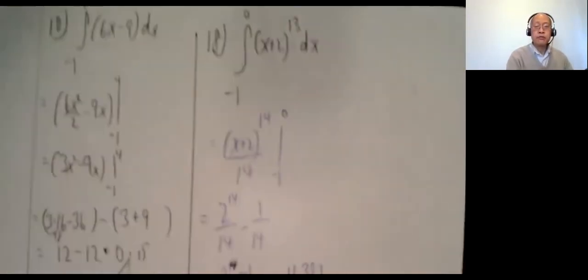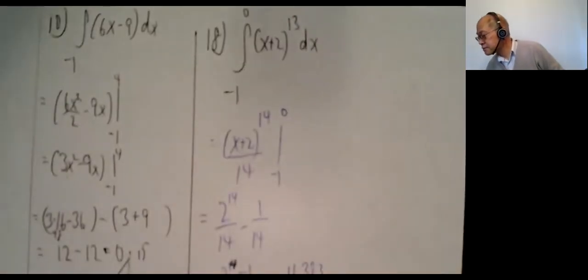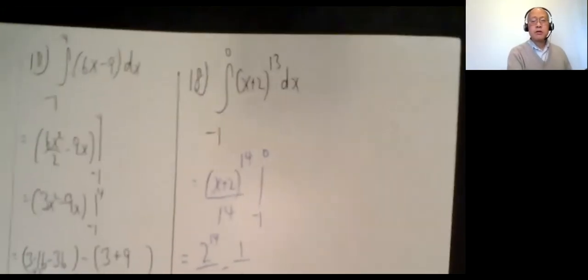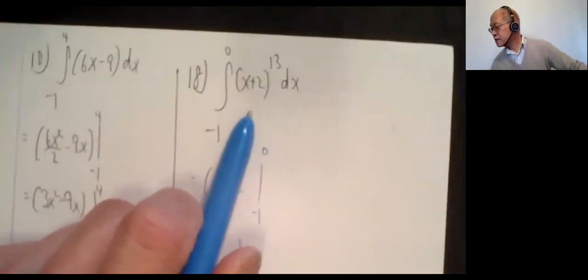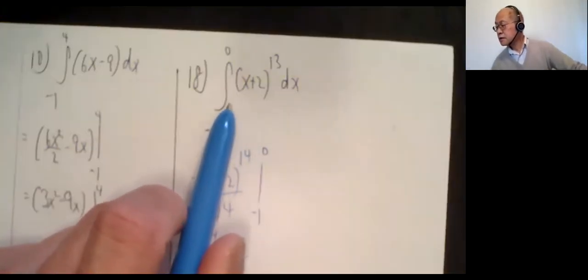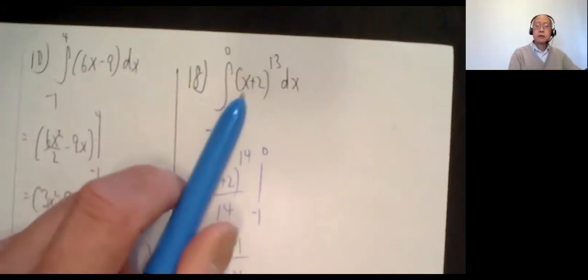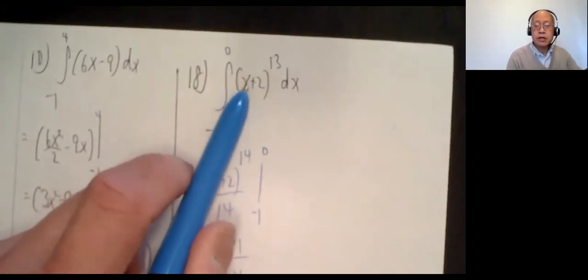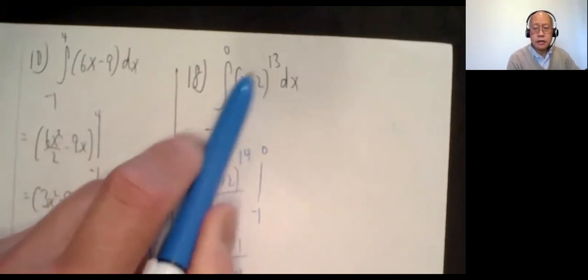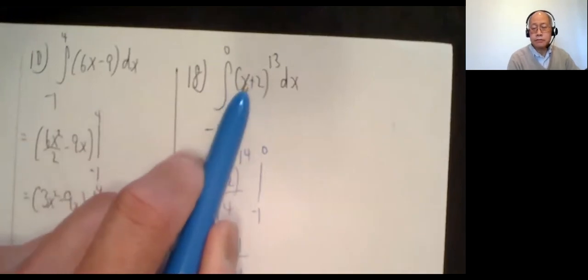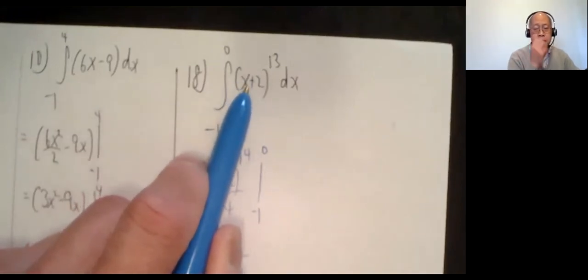Okay. All right, one more like that is 18. Okay, integral from -1 to 0 of x plus 2 to the 13th dx. Okay, so I just do the power root. I don't have to do a u substitution this time. You could, it works. But what's the derivative of the inside? 1, which means I don't really need to do a substitution.